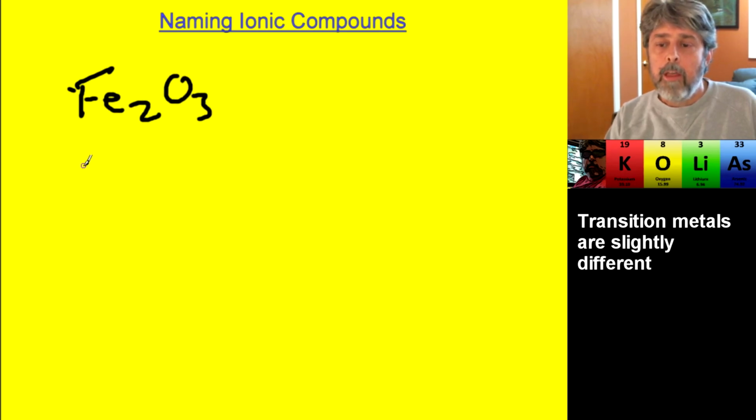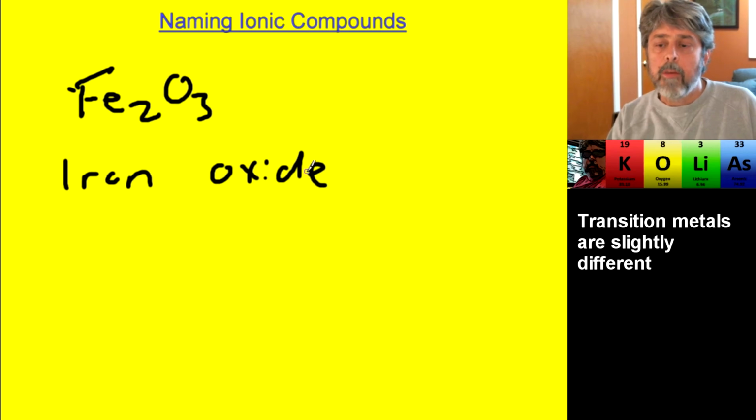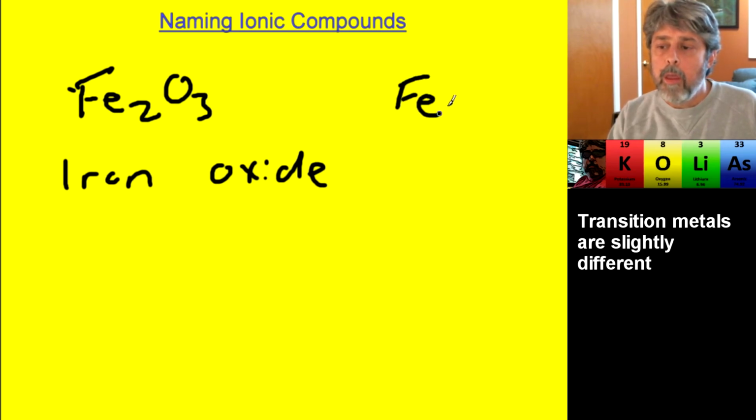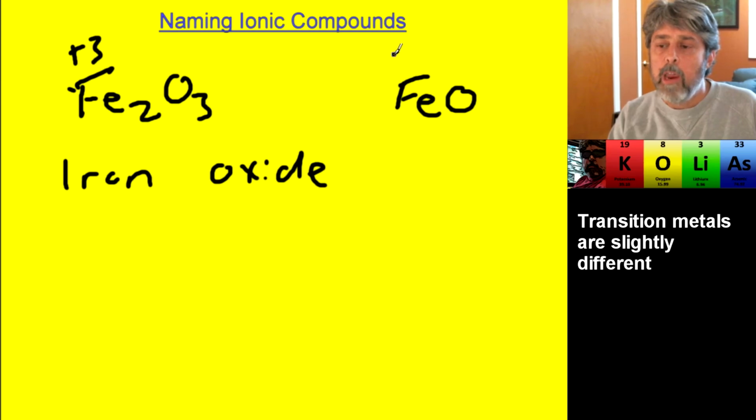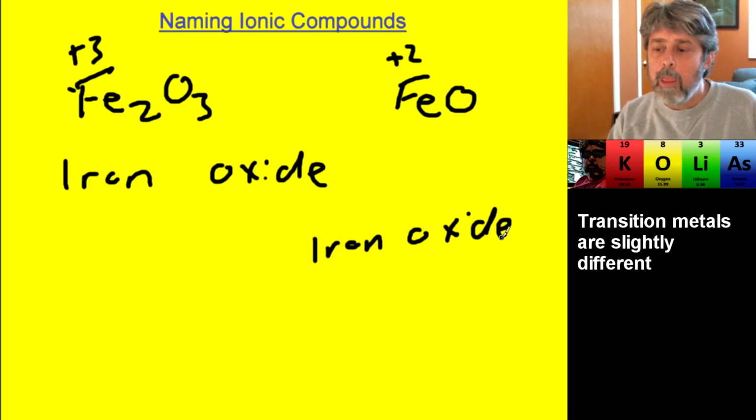Fe2O3. So let's name this iron oxide. Okay, but wait a minute. What about this one that we did before? Remember, this iron was a +3. We figured out this iron here was a +2, but these are 2 different compounds. This one, can this one also be called iron oxide? I think not. Otherwise, how are people going to know which one you're talking about?